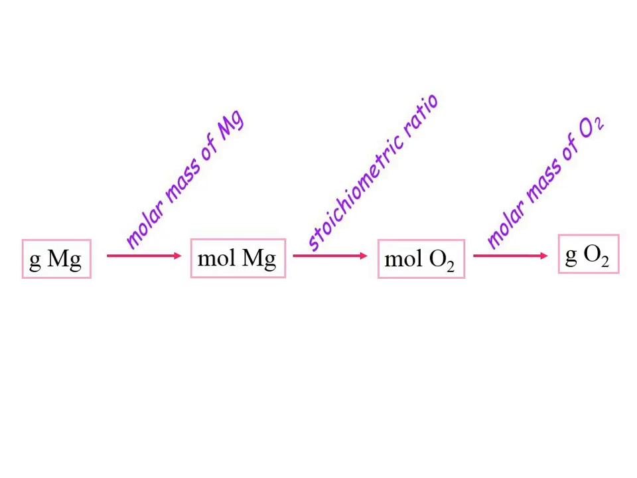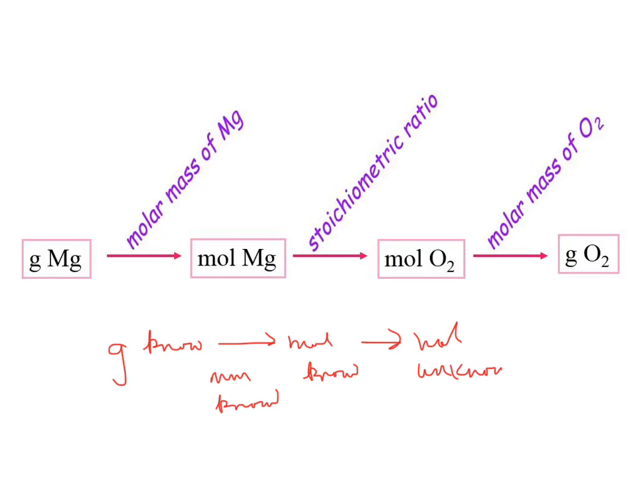Basically, we have the grams of what you know, molar mass of what you know, in this case, the magnesium. That would get you moles of what you know, and then you get to moles of what you don't know, moles to moles, in this case the O2, I'll put unknown quantity, using the stoichiometric ratio, like you could do for your homework for Friday. And then we get to grams of the unknown, using the molar mass of the unknown.